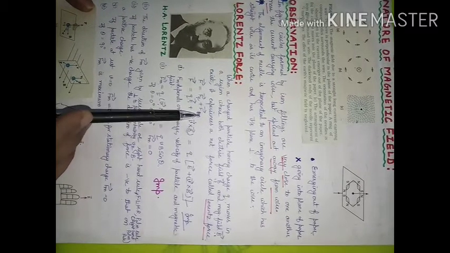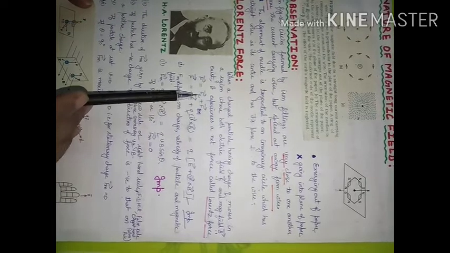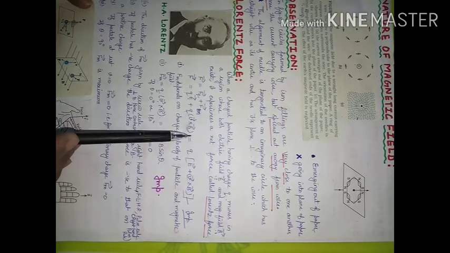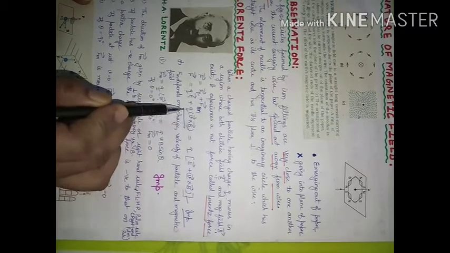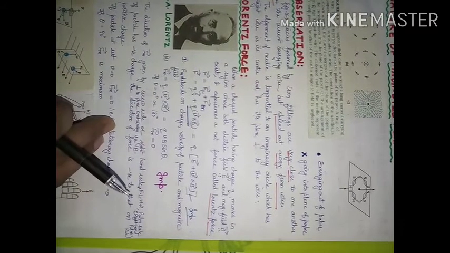Next, what we did was that if a charged particle with a charge q is moving in the presence of an electric field and a magnetic field, then it will experience a force. The total force will be equal to the force due to the electric field plus the force due to the magnetic field. Due to the electric field it was qE, and due to the magnetic field it was qV cross B. Today we will consider this particular part, magnetic force, in detail, and we will have a few definitions.